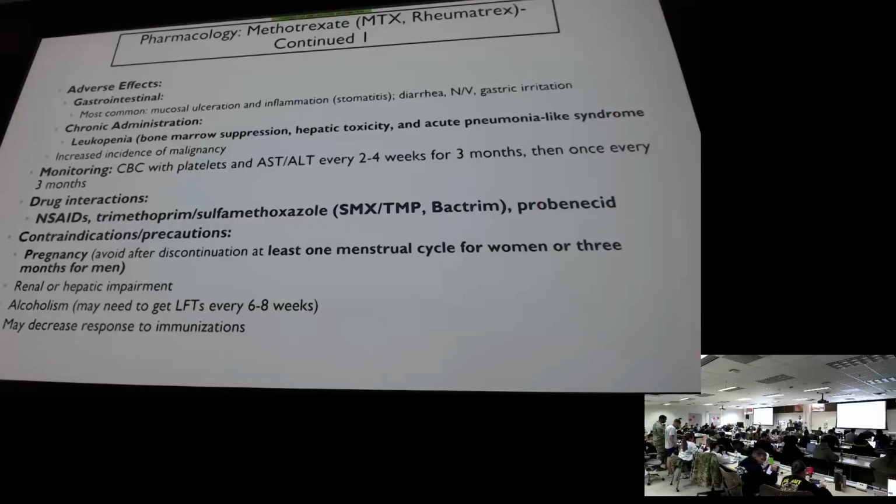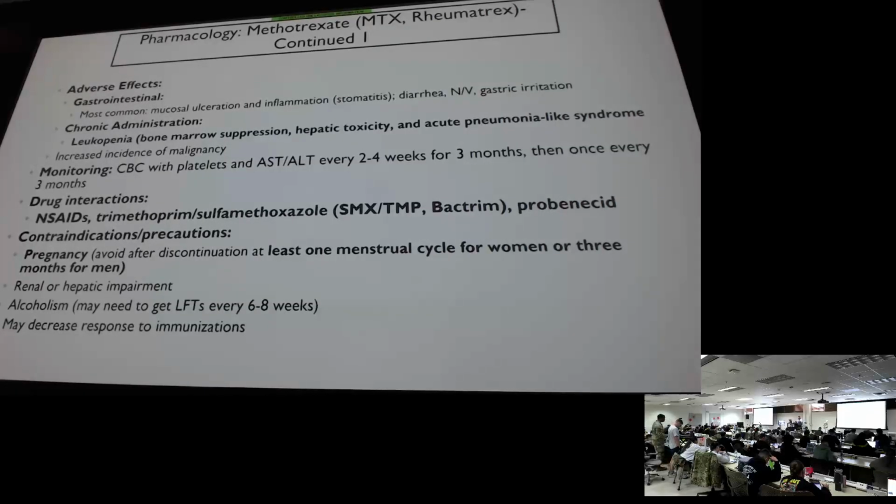Diarrhea, nausea, vomiting, gastric irritation. When we start to use the methotrexate chronically, we can have decrease in white blood cell proliferation, so the bone marrow can get suppressed. Liver toxicity is an adverse effect, and there's also a specific pneumonia, so some pneumonia-like syndrome that can be caused from methotrexate.